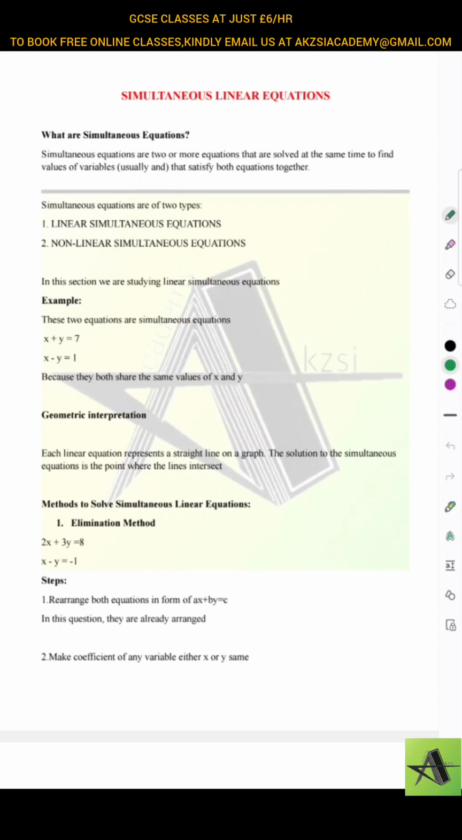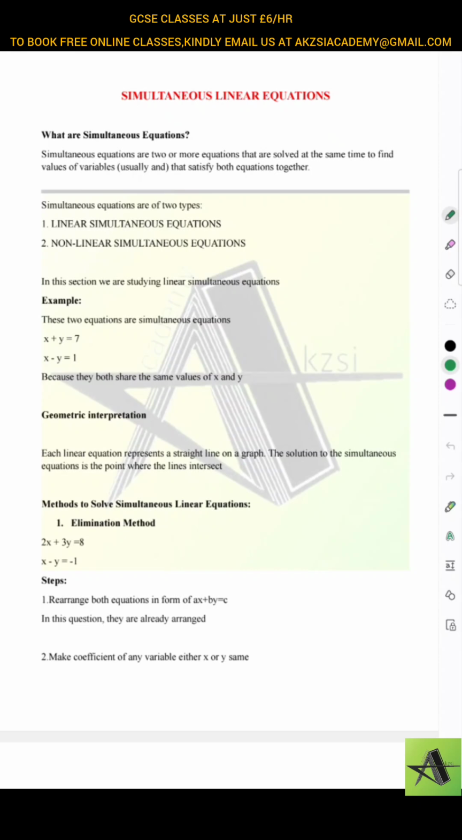In today's video, we are going to learn GCSE simultaneous linear equations. But before that, it's very important to know what simultaneous equations are. As you can clearly see written here, simultaneous equations are two or more equations that are solved at the same time to find the values of variables that satisfy both the equations together.